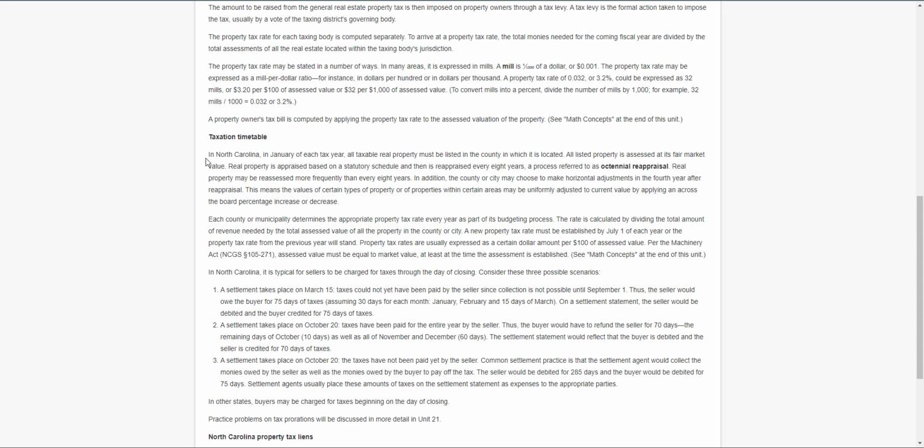Taxation timetable. In North Carolina, in January of each tax year, all taxable real property must be listed in the county in which it is located. All listed property is assessed at its fair market value. Real property is appraised based on the statutory schedule and then is reappraised every 8 years, a process referred to as octennial reappraisal.